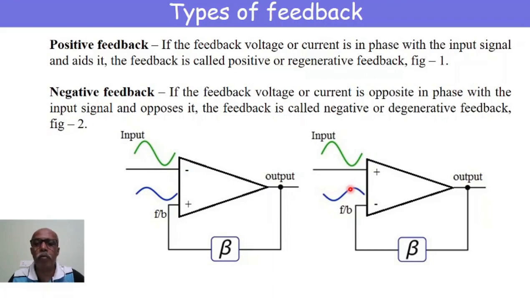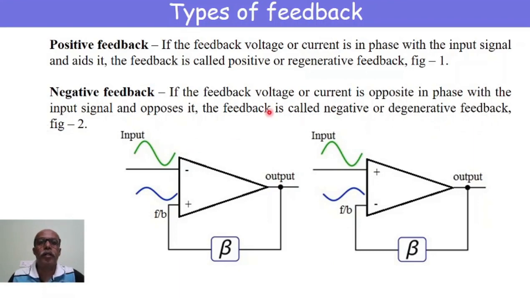So they almost get cancelled. Hence, there is an opposition in the signals. The feedback signal opposes the input signal, or the input signal opposes the feedback signal. Hence the name negative feedback. If the amplitudes of both are the same, they get cancelled, and hence negative feedback, otherwise known as degenerative feedback.